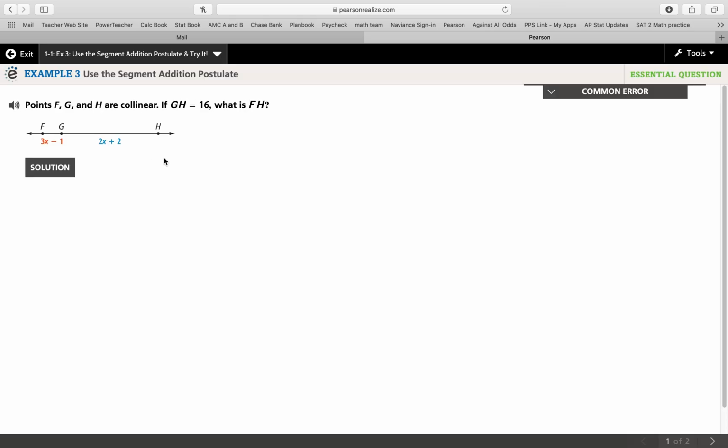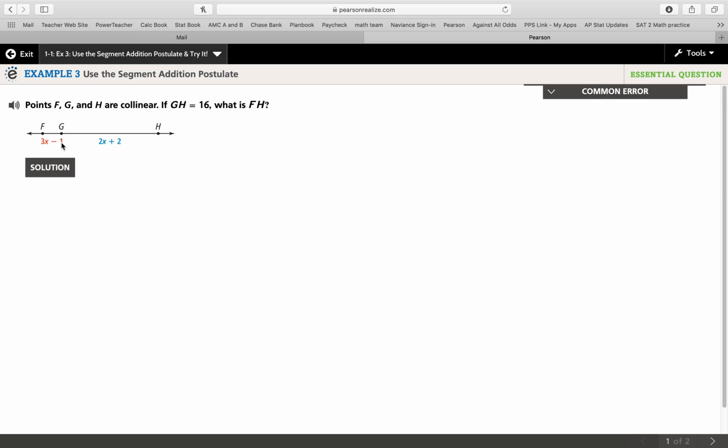Let's do an example. Okay, so I have points F, G, and H, and they're collinear. Another word we haven't quite seen yet. Collinear just means points on the same line. Okay, if they're collinear, that means that they're all on the same line. Co meaning same, linear meaning line, collinear. So F, G, and H are collinear.